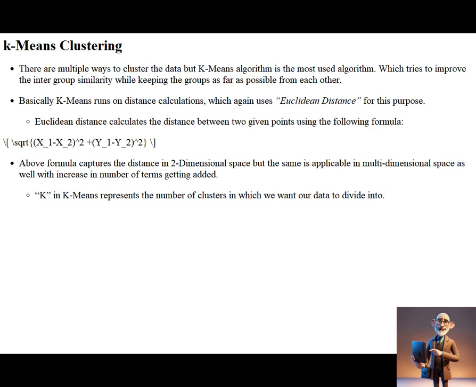The fundamental goal of K-means is to improve the intergroup similarity while keeping the groups as far apart from each other as possible. It achieves this by running on distance calculations, a concept that lies at the core of many clustering techniques. At the heart of K-means is the use of Euclidean distance for distance calculations.